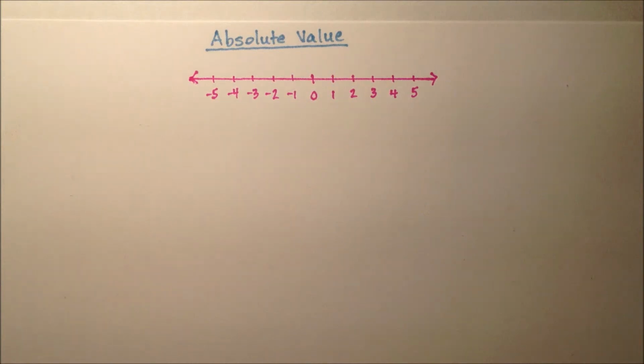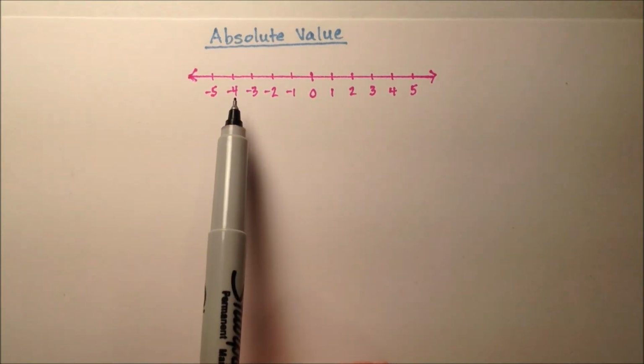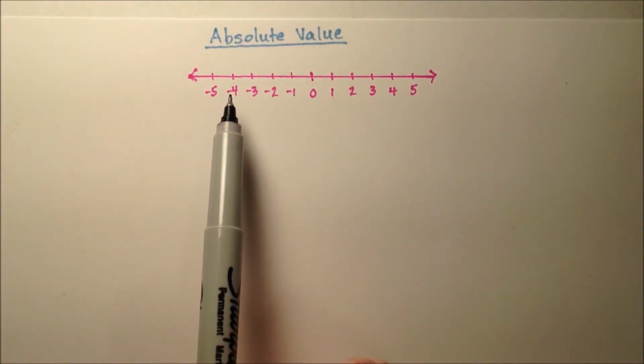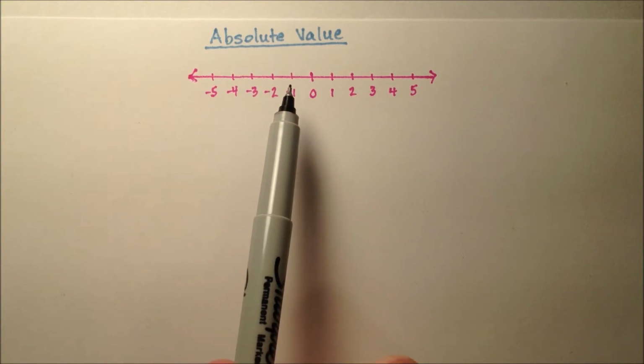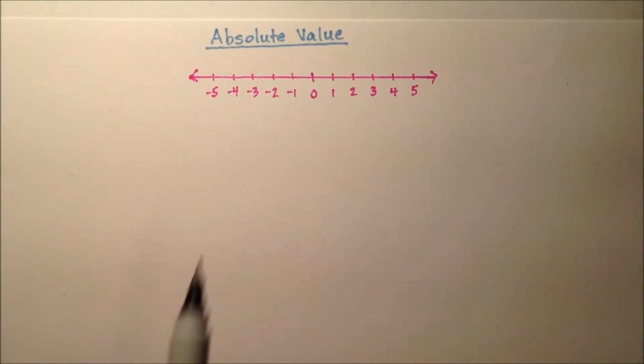This video is going to cover absolute value. The definition of absolute value is a number's distance from zero on a number line. So how far is it away from zero? Well, if you think about a negative 4, how far is negative 4 away from zero? Well, it's 1, 2, 3, 4 units away.